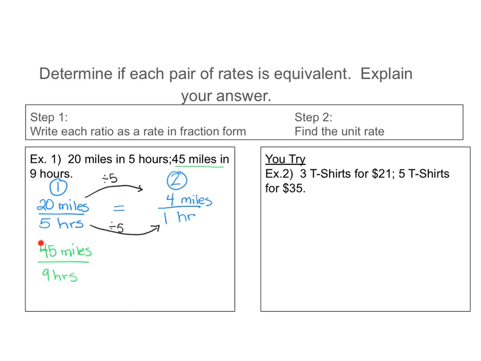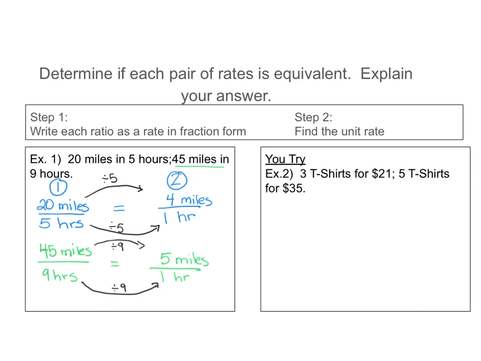Okay, let's look at the second one. So 45 miles for 9 hours. Let's find the unit rate. So I need to get 1 hour on the bottom. So to get from 9 to 1, I have to divide by 9. So whatever I do to the bottom, I'm going to have to do to the top. So I'm going to divide by 9. So 45 divided by 9 is 5. So I'm going to have 5 miles per hour.